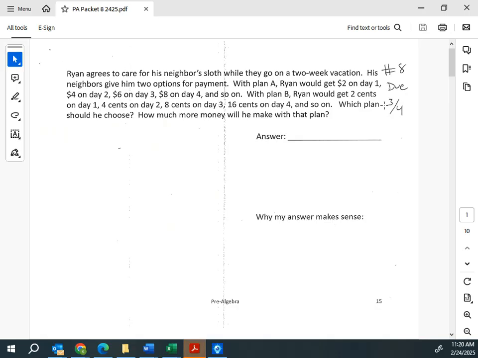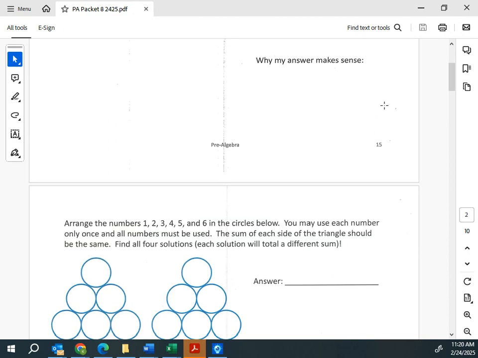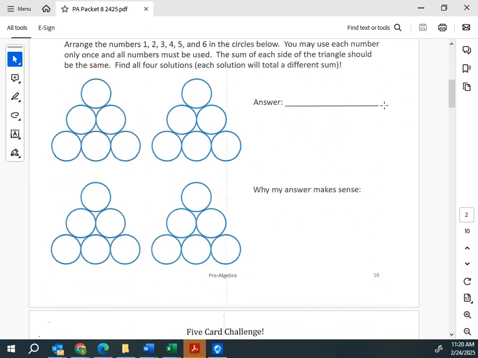On our second page, we have 4 different triangles we need to fill in, using the numbers 1, 2, 3, 4, 5, and 6. There are 6 circles. You use each number 1 time. You put them in different arrangements.